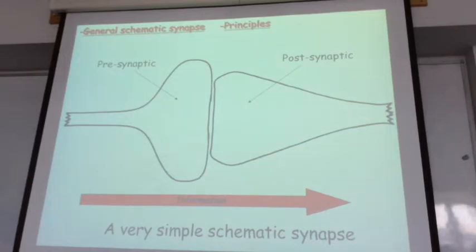Action potentials arrive. There's an increase in calcium in the presynaptic terminal. That causes a release of neurotransmitter. That causes depolarization in the postsynaptic terminal and propagation of the action potential. So that's how a basic synapse works.